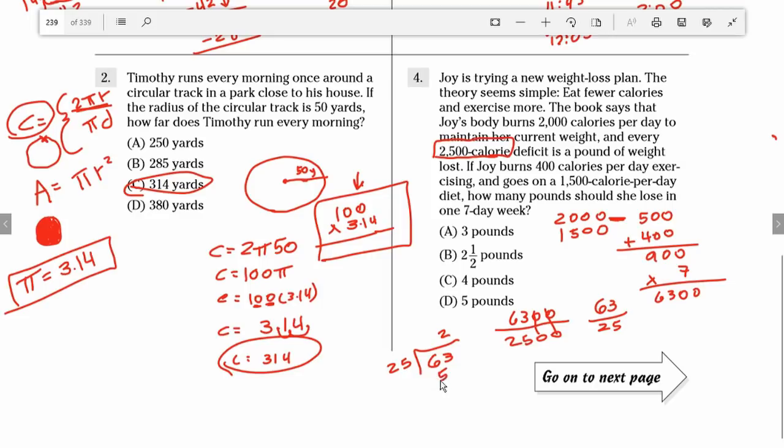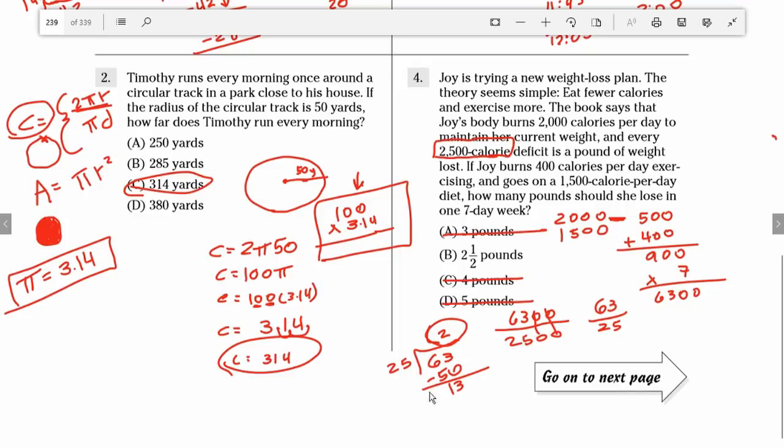25 times 2 is 50. 63 minus 50 is 13. And right away, we can see that we're done. This basically says she's losing 2-point-something pounds over the course of the week. Answer choice 4, answer choice 5, answer choice 3. We can see it's going to be 2-something. So we could stop at this point, and if you're taking the real ASVAB, you need to be able to see this and realize you're done.